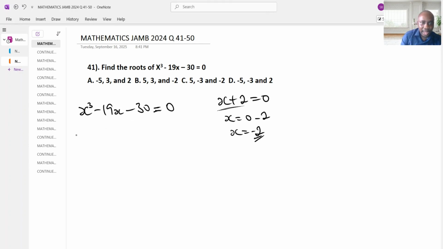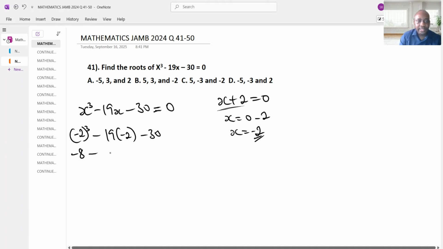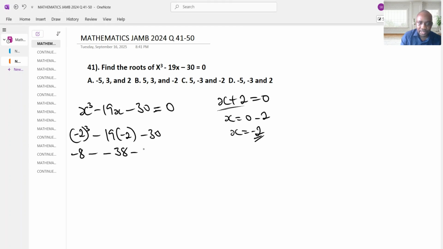Now let's apply it. Our x is minus 2, raised to power 3, minus 19 multiplied by minus 2, minus 30. Let's check whether it will be equal to 0. Minus 2 times minus 2 gives positive 4. Multiplied by minus 2 again, it will still give minus because of the odd power, therefore we have minus 8. Now 19 times minus 2 gives minus 38, and minus times minus gives plus 38, minus 30.